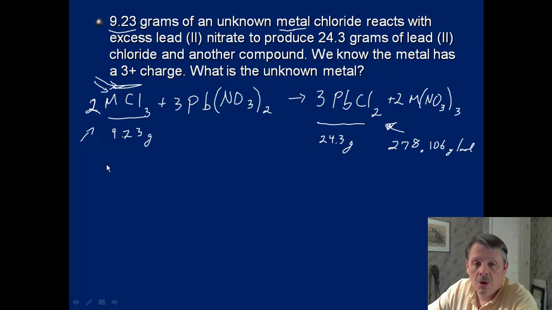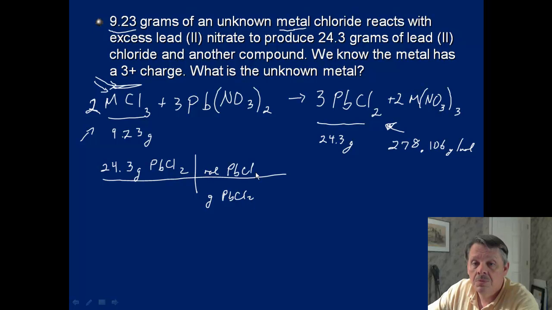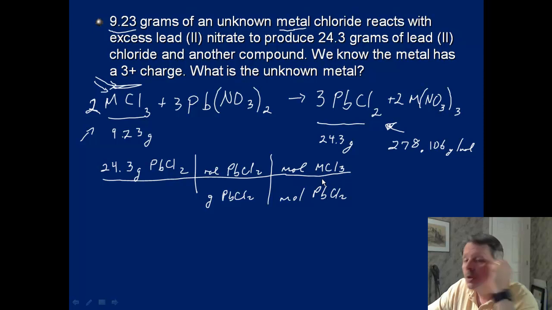So let's go ahead and do that. That's a simple stoichiometry problem. We start with 24.3 grams of PbCl2, and I have to convert from grams of PbCl2 to moles of PbCl2. But I don't want moles of PbCl2. I want moles of my mystery compound, so moles of my MCl3. All right, let's see what I can fill in here. 1 mole of lead(II) chloride weighs 278.106, so that number goes here.